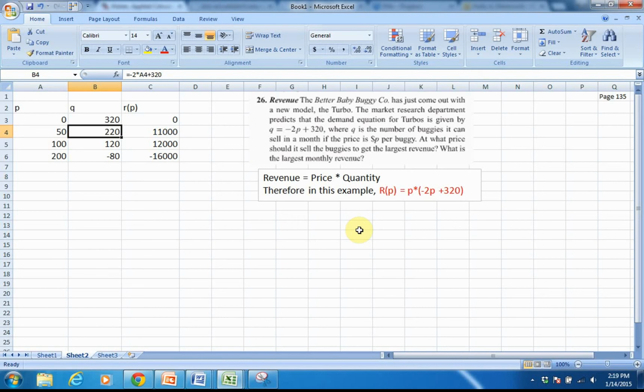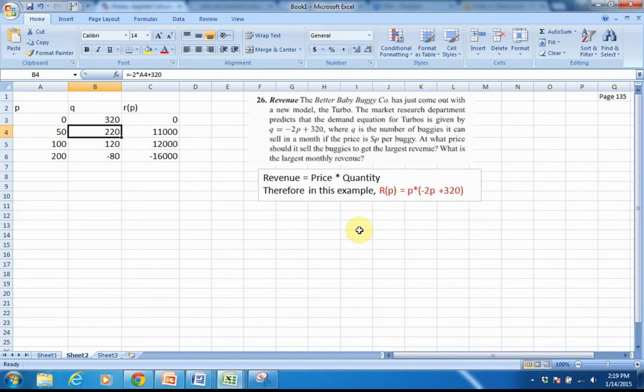Here is just a quick example from our textbook dealing with a quadratic function. This one involves price, quantity, and revenue. So if you have your e-text available, or you can look here, we're on page 135, and the problem that I'm going to look at here is just problem 26, revenue.